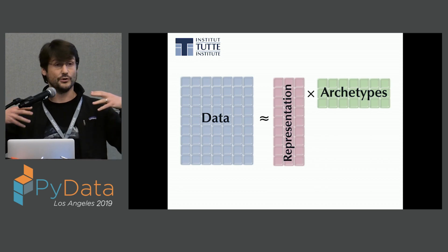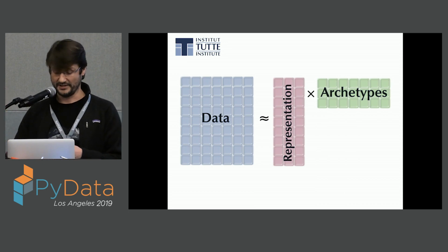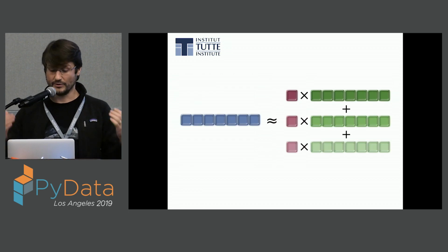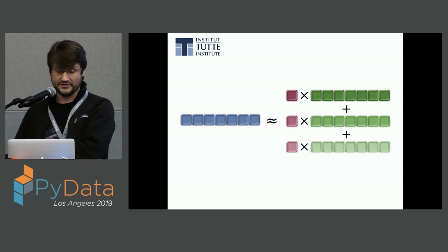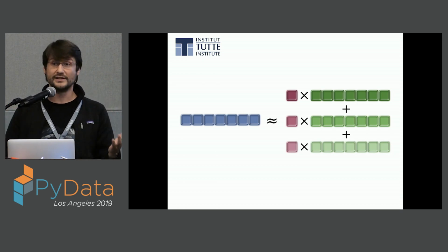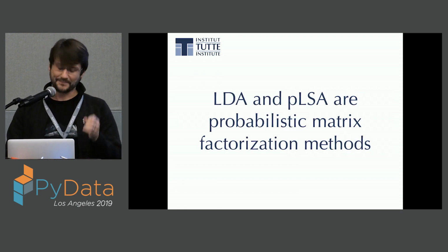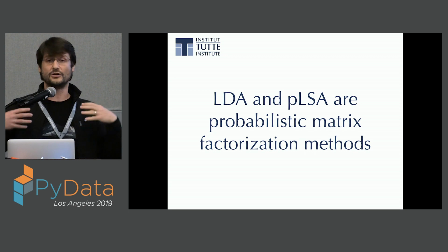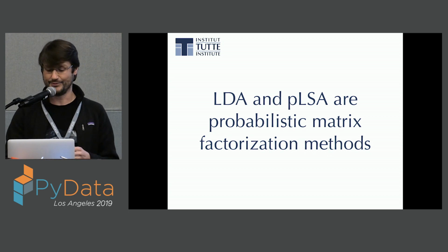So we've got the data. The red section there is your low-dimensional representation of the data, and the green stuff is the archetypes, which in our case would be the topics. So a row or a document is represented as this representation times the archetypes. In other words, we're describing that as a linear combination of these topics. A document is a linear combination of topics, and that's really all we're doing. So that's topic modeling as matrix factorization very quickly. Latent Dirichlet allocation and PLSA are a couple of probabilistic matrix factorization methods that are common ways to do this. Well, latent Dirichlet allocation is the common way. PLSA is the less common one that I'm going to use and explain.